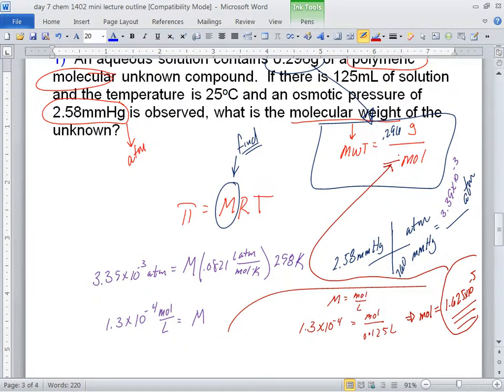So for this one, I would take this number, 3.39, and then times 10 negative 3 is EXP. All right? Divide it by this, divide it by 298, and you'll get that.